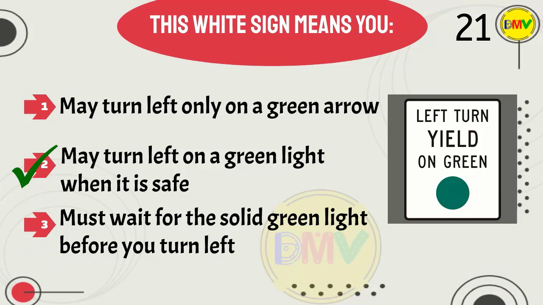The correct answer is 2. A sign that says to yield means that you must slow down and be ready to stop to let any vehicle, bicyclist, or pedestrian pass before you proceed. After yielding, you may follow the remaining directions on the sign.